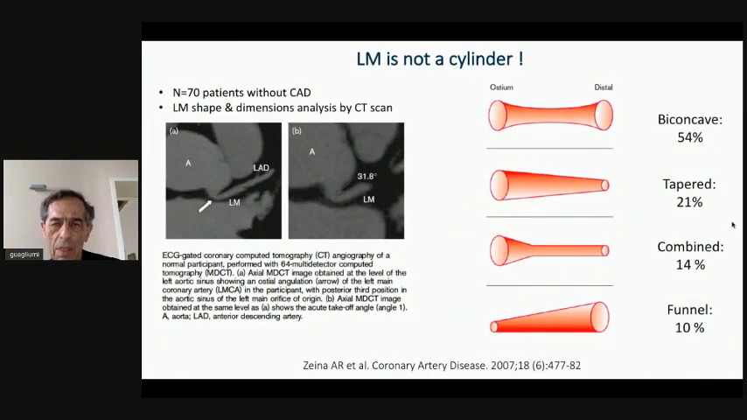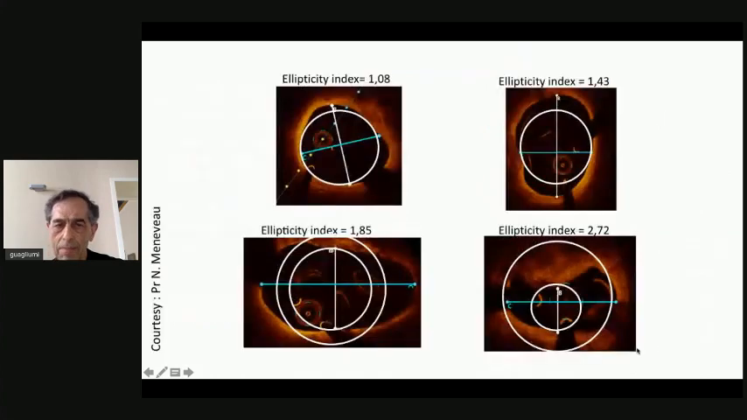What should be measured? Number one, the dimension of the left main. Here you have one of the basic notions. Left main is not a cylinder. You have 70 cases assessed by CT scan, and you can see that the shape of the left main can be completely different in terms of being biconcave, tapered, combined, or funnel.